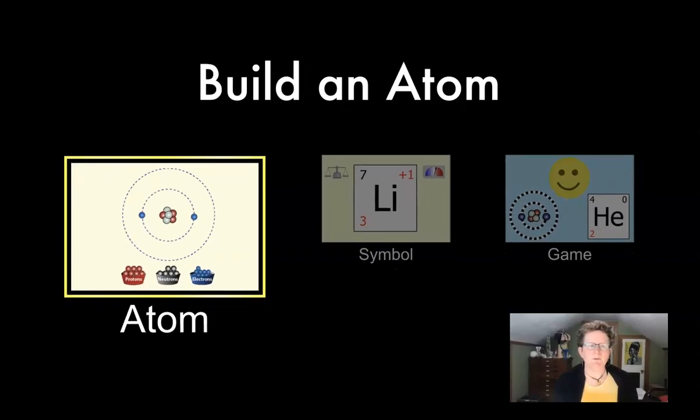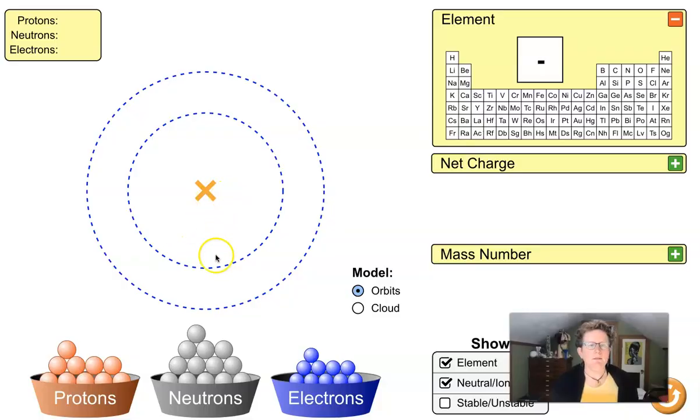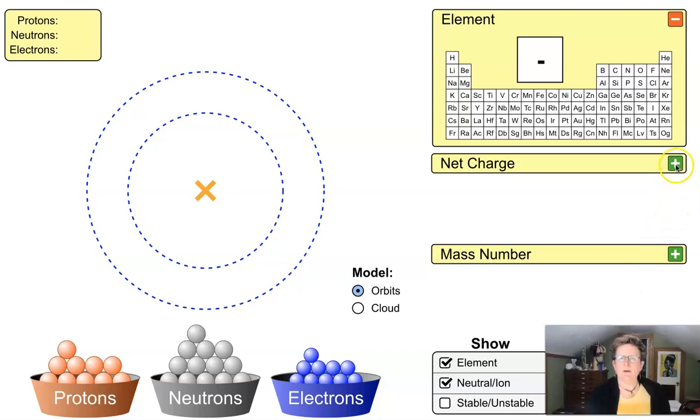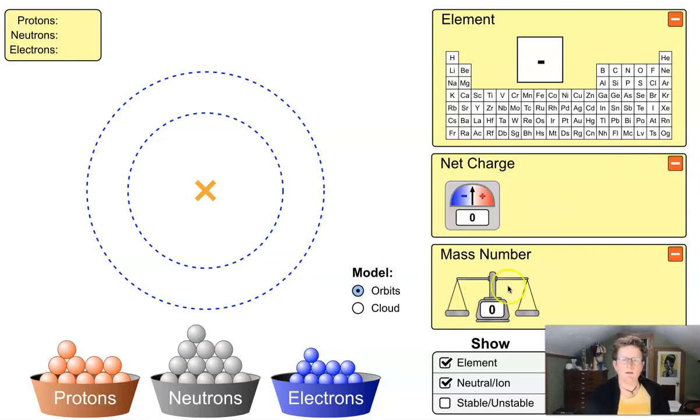So here's Build an Atom. Let's click on Atom here. And let's look at what we've got. We've got protons, we've got neutrons, and electrons. Here, we can open up and figure out what our net charge is. We can also click mass number here, and we can click stable and unstable to see if the nucleus is unstable.